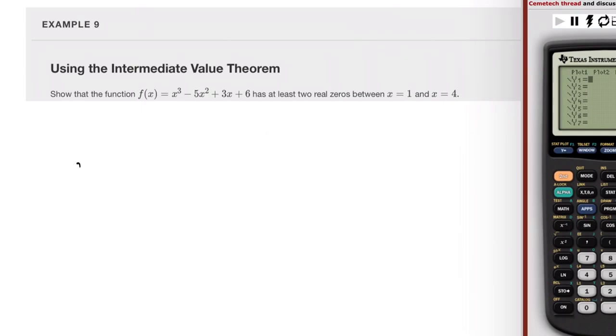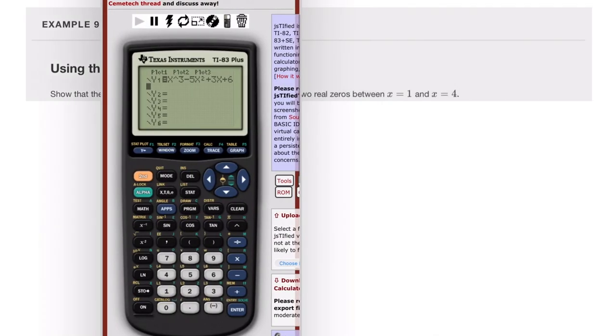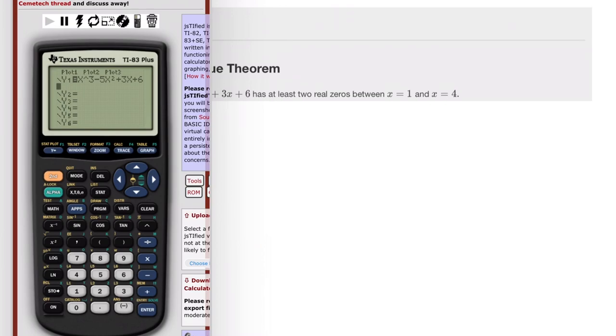So we have this f of x equals x cubed minus 5x squared plus 3x plus 6. Or I can just type it. Let's just do that. Give me a moment because I got to type this in. So we have x to the power of 3 minus 5x squared plus 3x plus 6. There we go. Okay, I think that's good.